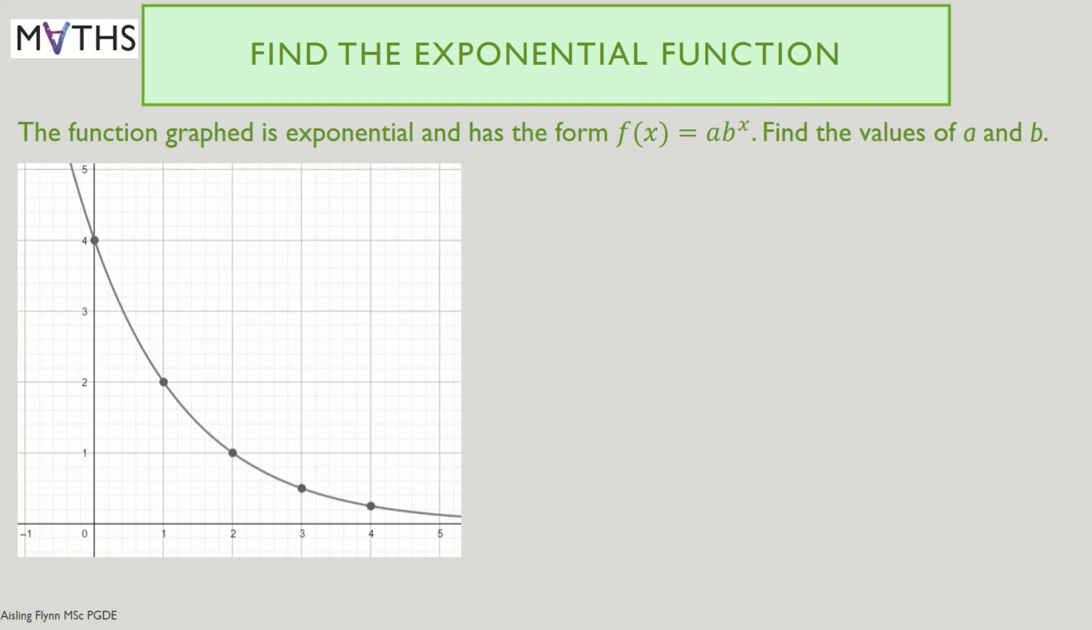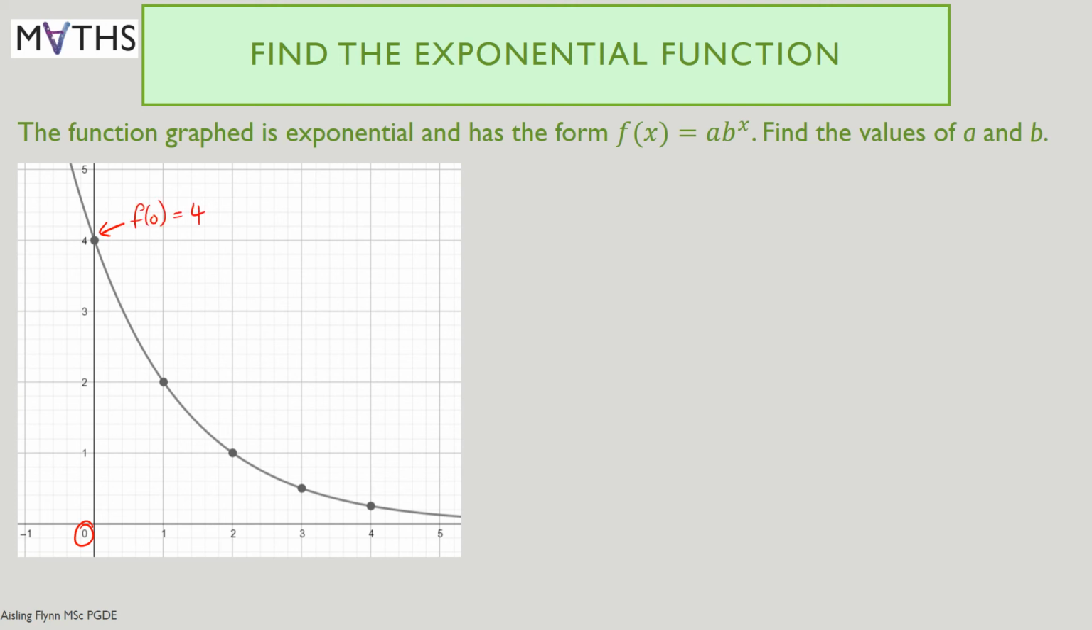Okay, now let's do another one. You can see straight away that this one is a graph of exponential decay because it's falling. The function graph is exponential and has the form f of x equals a times b to the power of x. Find the values of a and b. So remember last time we said the easiest one to work with is when x is 0, and here I can see that f of 0, the result, equals 4.